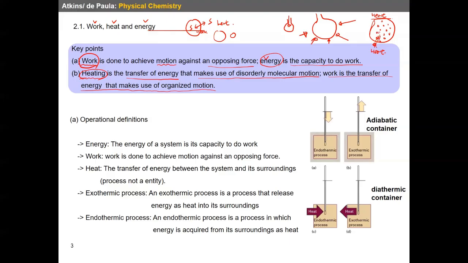And work has a direction. For example, if the balloon expands, then the work done by the system has a direction. That's why work is the transfer of energy that makes use of organized motion. In other words, work uses a directional motion of the system.